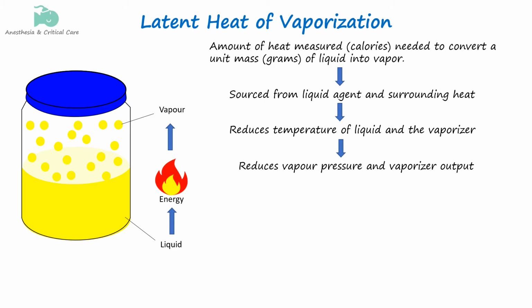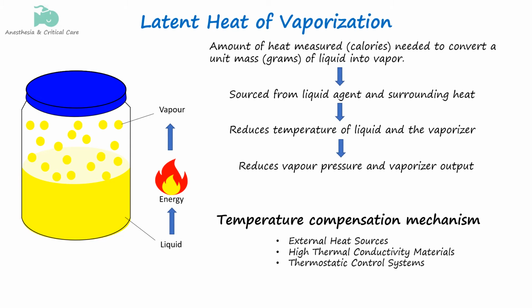Modern anesthetic vaporizers ensure consistent anesthetic delivery by managing temperature changes effectively. They use external heat sources like electric heaters and heat exchangers to maintain stable temperatures. High thermal conductivity materials such as aluminum and copper distribute heat efficiently. Advanced thermostatic control systems with sensors and automatic adjustments keep the liquid anesthetic at a constant temperature. We will discuss all of this when we look into the design of the vaporizer.